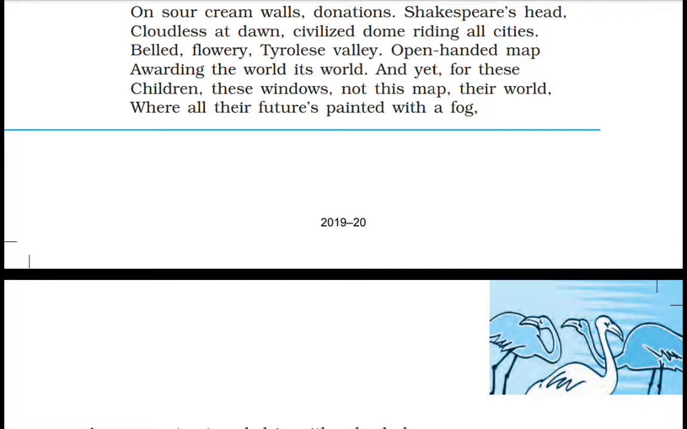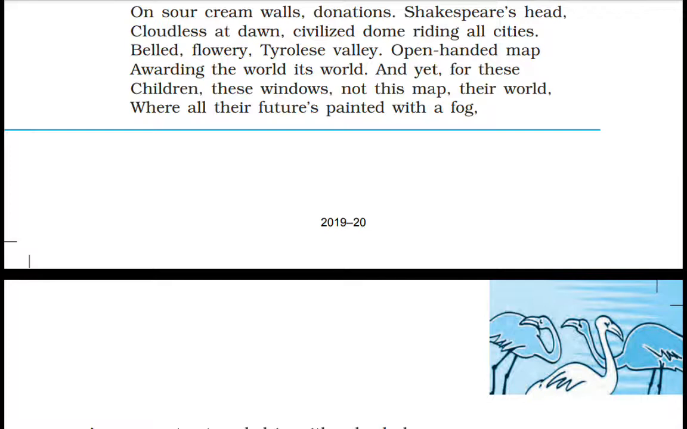And even Shakespeare, who is a symbol of an intellectual person, of knowledge and learning, all these things are a dream for these children. They are out of reach of these children. For these children, the windows outside their class are the world, not this map, their world, where all their future is painted with the fog.